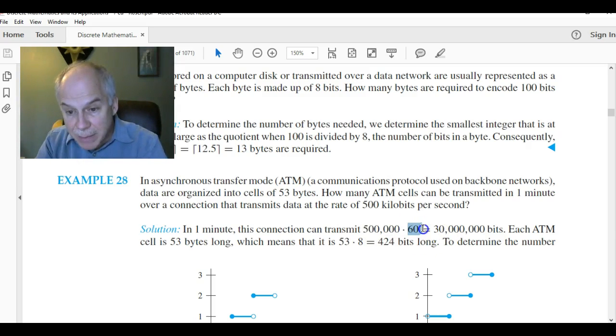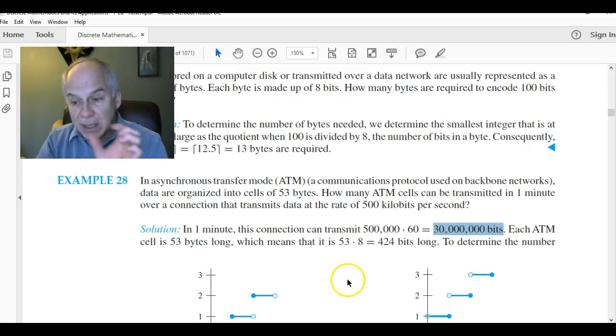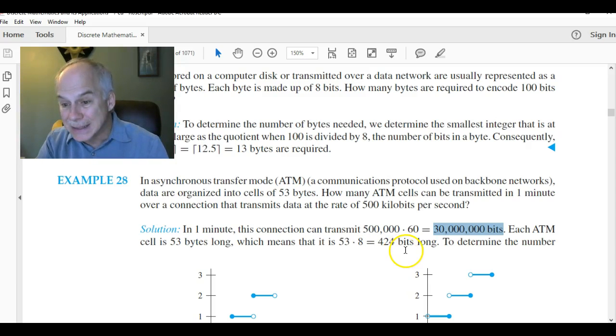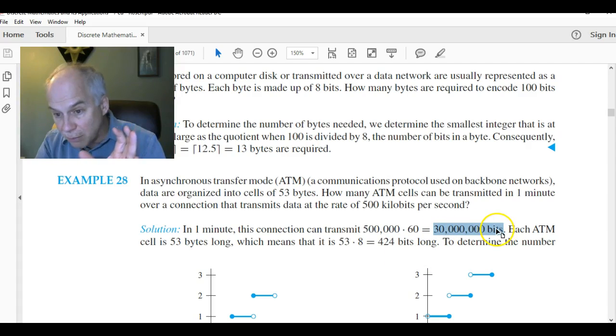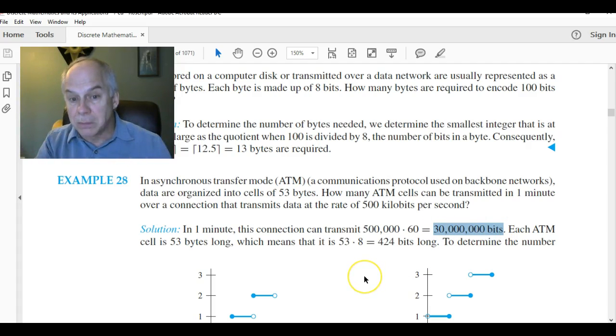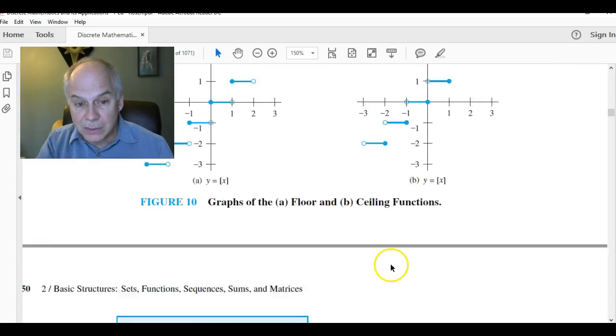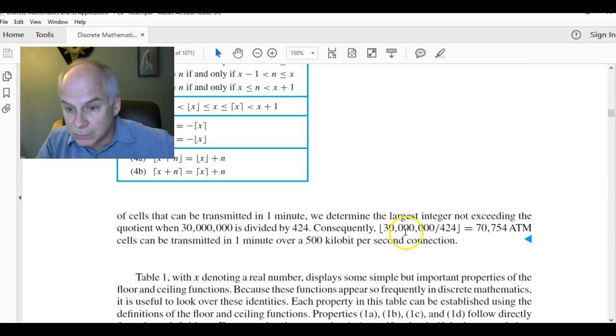And there's 60 seconds in a minute, so 500,000 times 60, or 30 million bits, but each ATM cell is 53 bytes long. So if you multiply, there's 8 bits in a byte, so 53 times 8 is 424 bits. So you could divide the number of bits in the full minute of data transfer by the number of bits in each cell, and you use this formula right here.